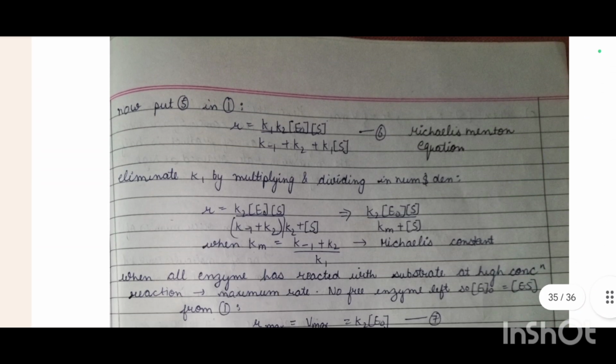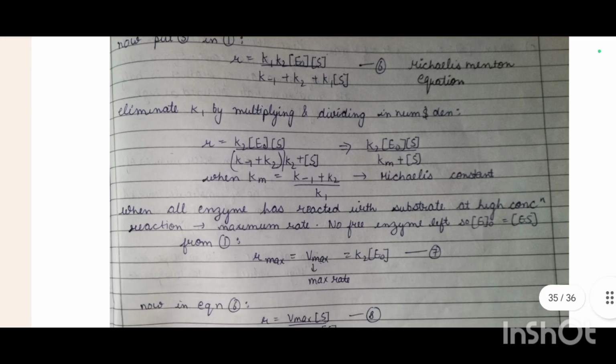So we get R is equal to k1 k2 [E naught][S] divided by (k minus 1 plus k2 plus k1[S]). We eliminate k1 by multiplying and dividing the numerator and denominator, so Km is equal to (k minus 1 plus k2) divided by k1.